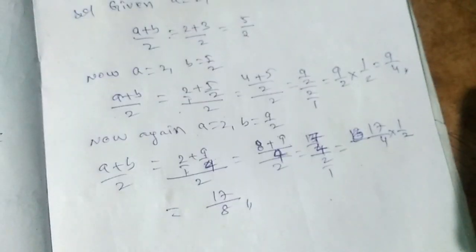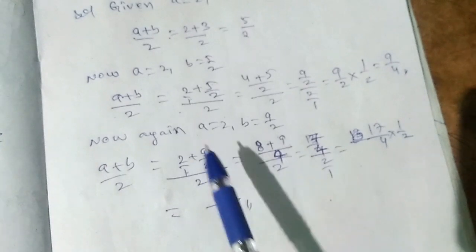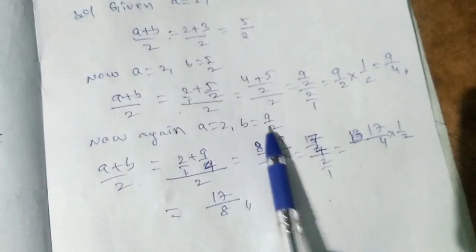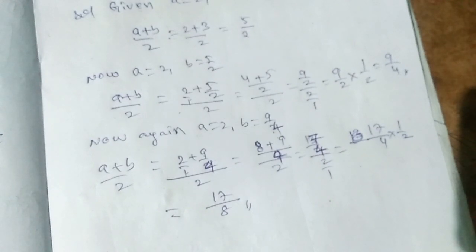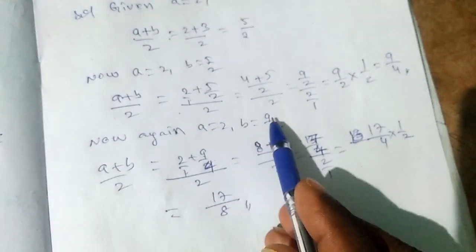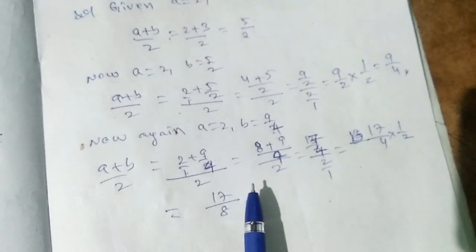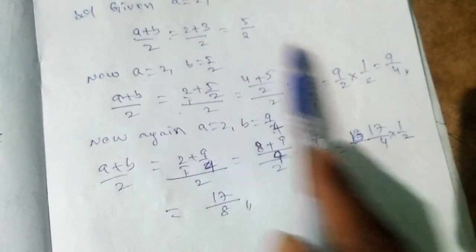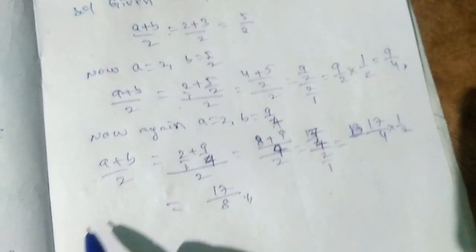This is the rational number that lies between 2 and 9 by 4, that is 2 comma 9 by 4. So now how many have we found? 1, 2, 3. Two more we have to find.